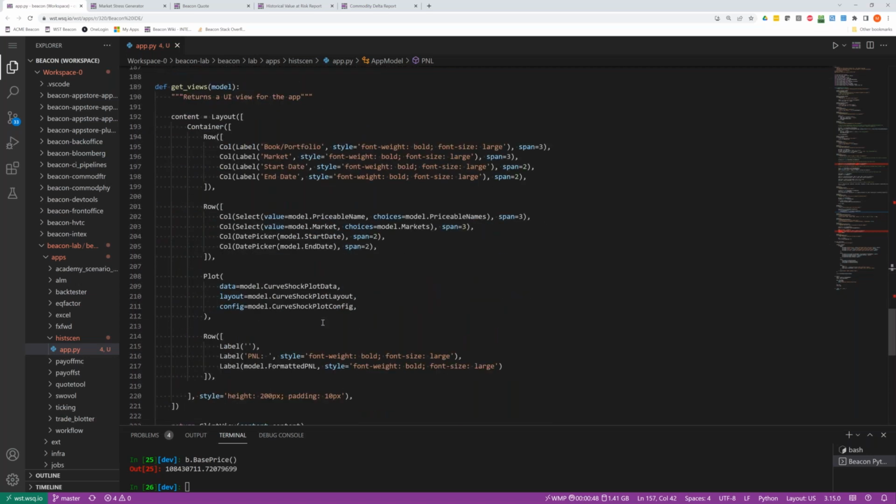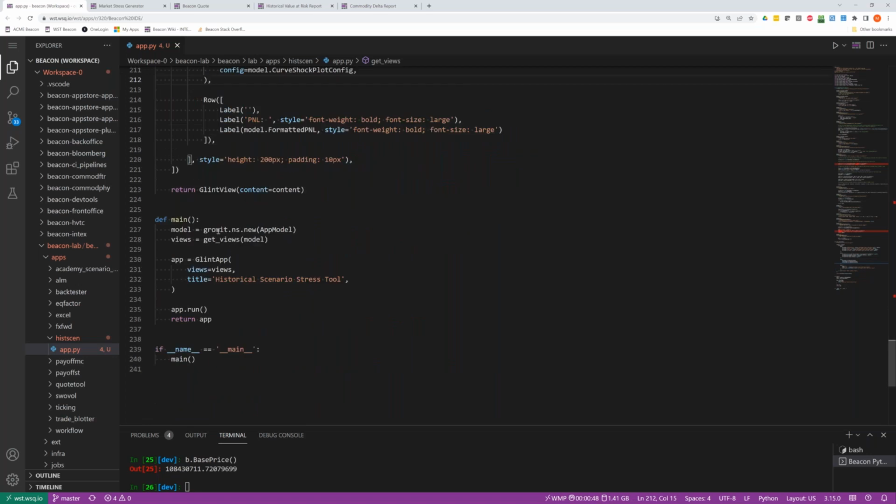Here's a function, get views. This is the thing that defines the user interface. So again, you don't have to know JavaScript or HTML or any of that kind of stuff. All you need to do is be able to write Python code to lay out a user interface as a grid of widgets, like rows and columns. So here I've got some rows and columns with some labels, some drop-down lists, some date pickers, a plot to show the curve shock, and a thing here to show the P&L.